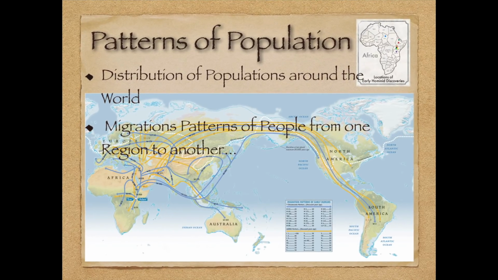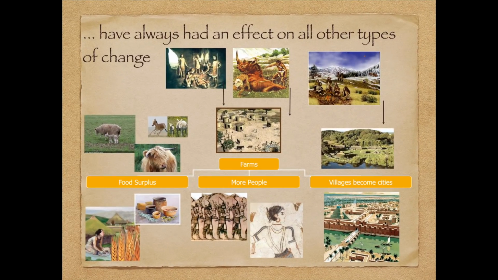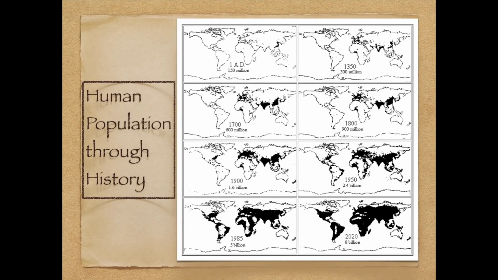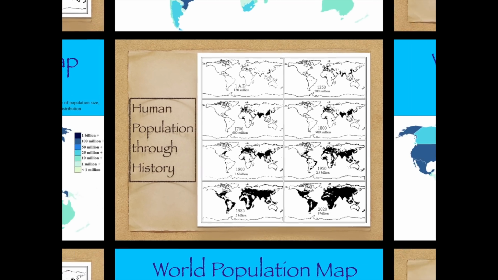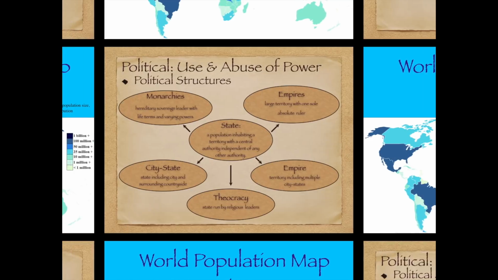Population has an effect on all the other themes. The distribution of populations around the world and the migration patterns from one region to another affect environment, politics, religion, and so forth. It is estimated by 2020 there will be 8 billion people on the planet. Traditionally, China and India have had the largest populations, with China at 2 billion and India at about 1 billion.